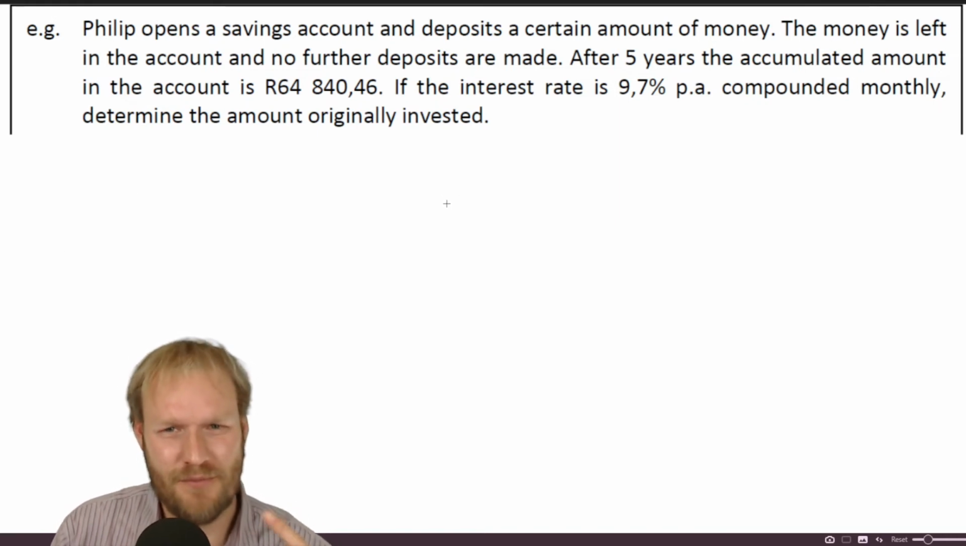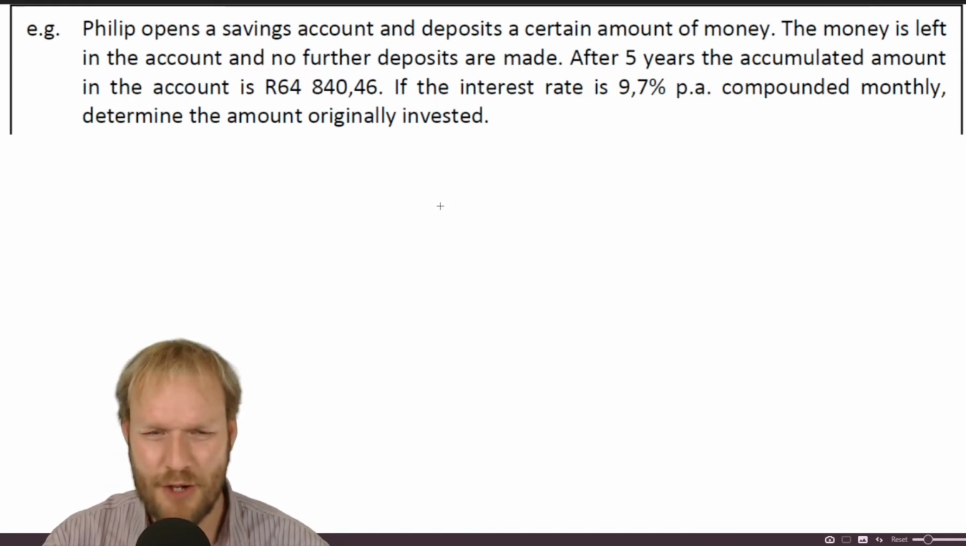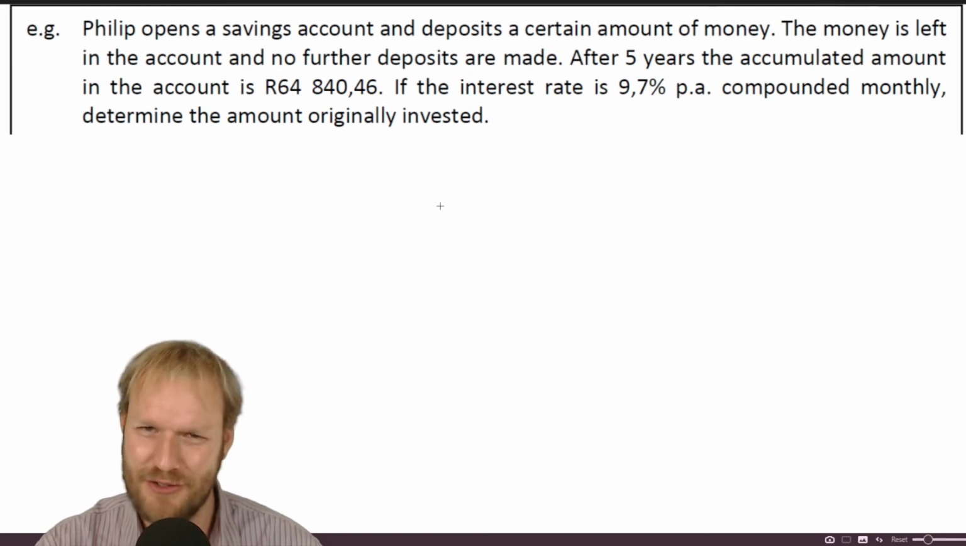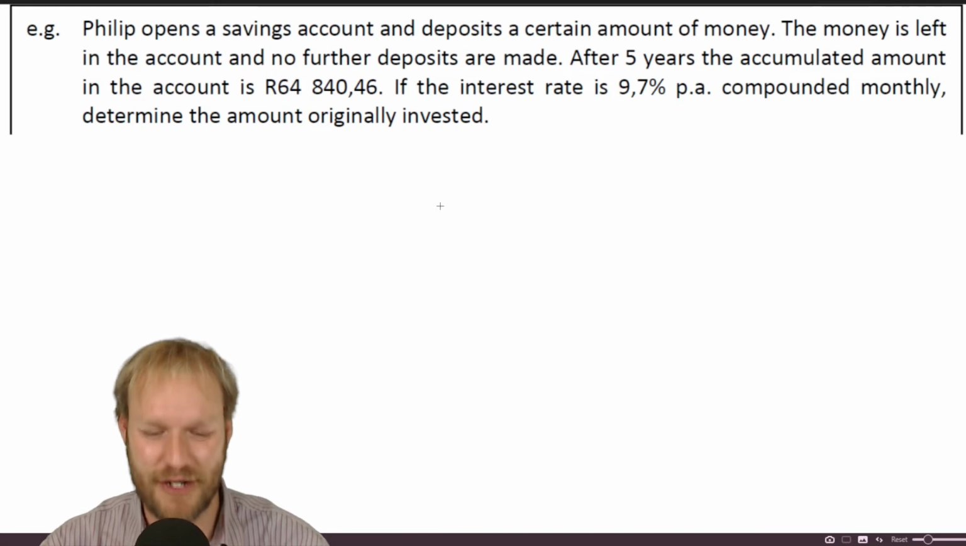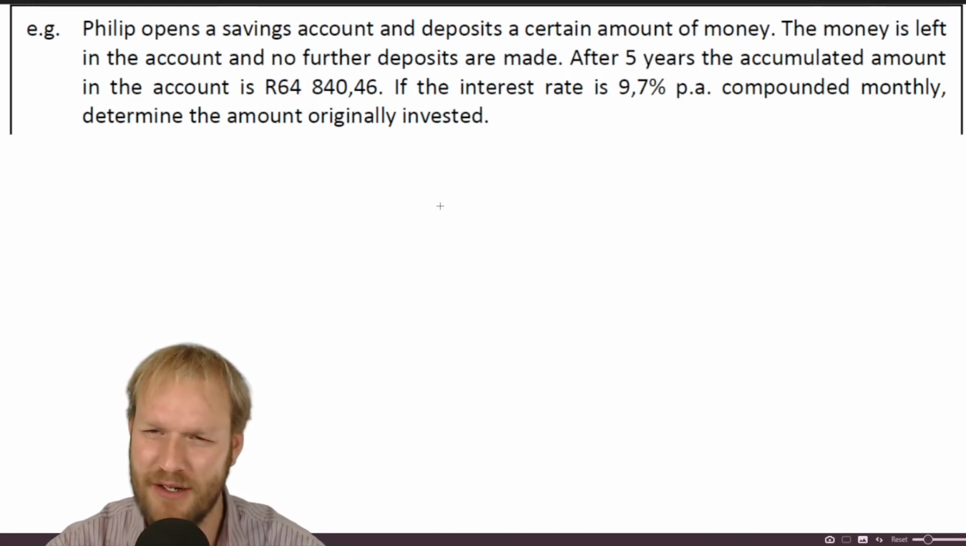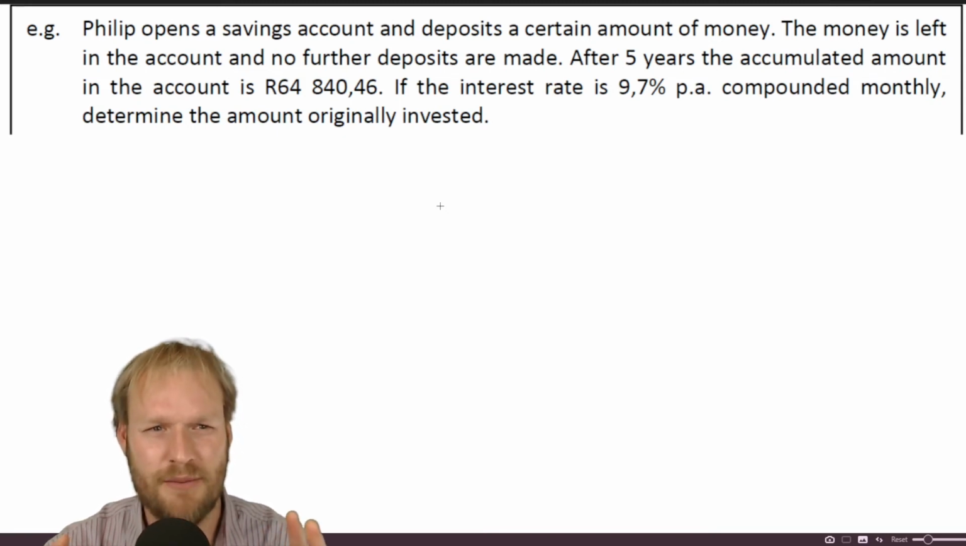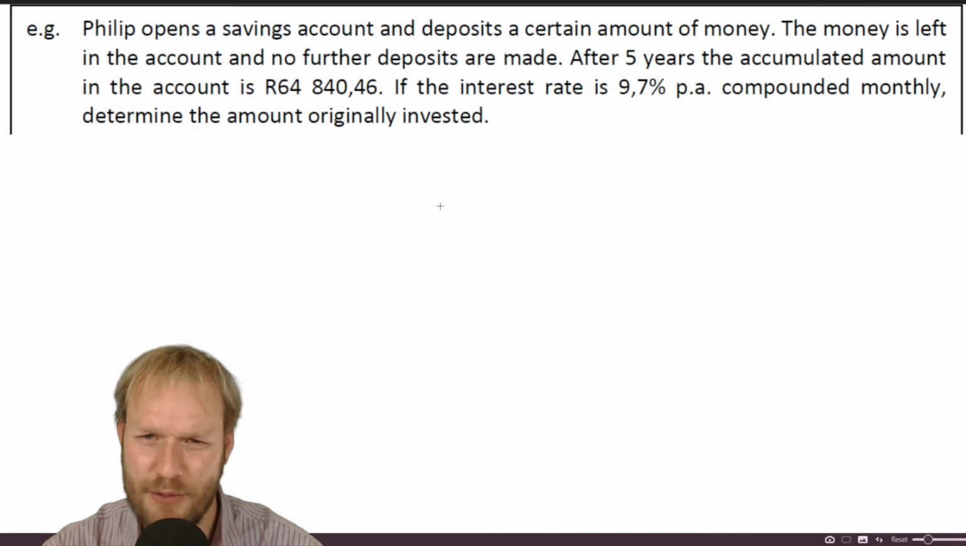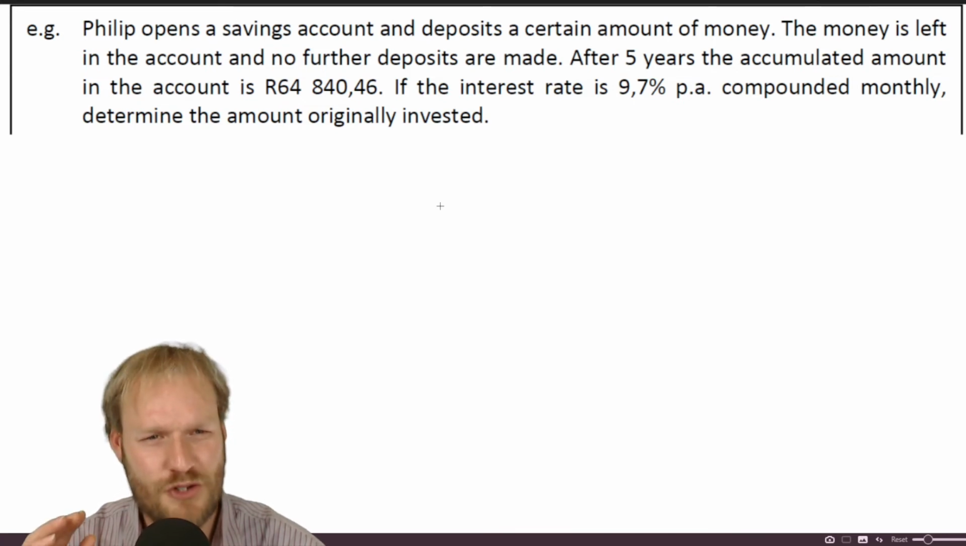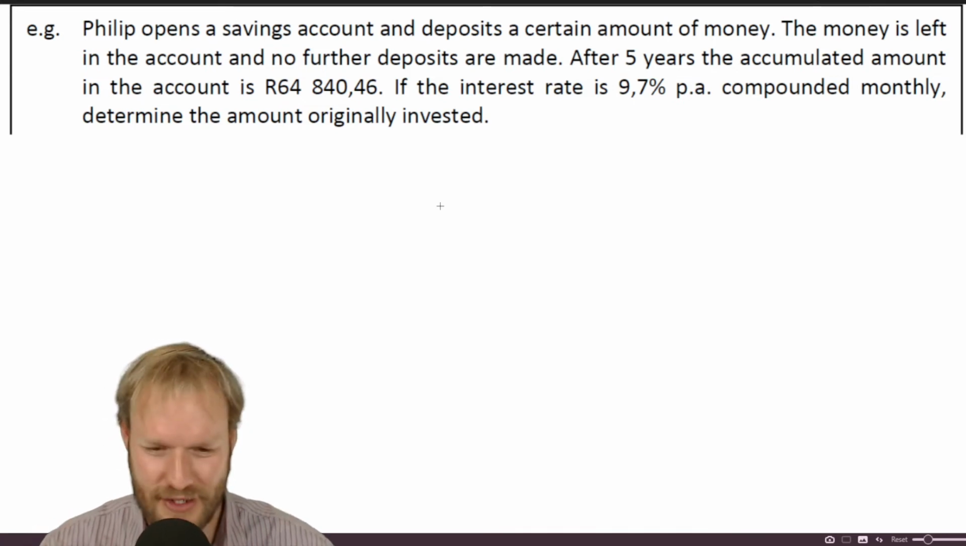So in this one, Philip opens a savings account. Now, there's always going to be a kind of story going on, and hopefully we've got a sense of what that story is. So Philip opens a savings account, deposits a certain amount of money. The money is left in the account and no further deposits are made. After 5 years, the accumulated amount in the account is 64,840 rand and 46 cents. If the interest rate is 9.7% per annum compounded monthly, determine the amount originally invested.